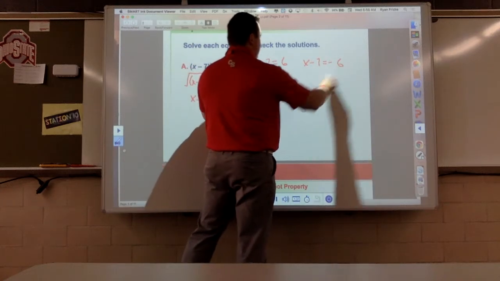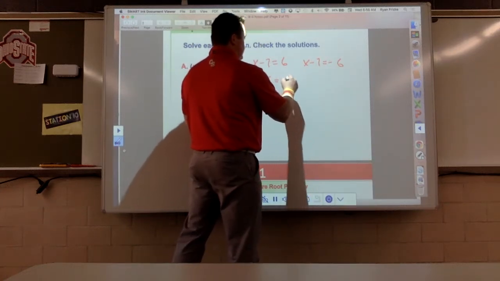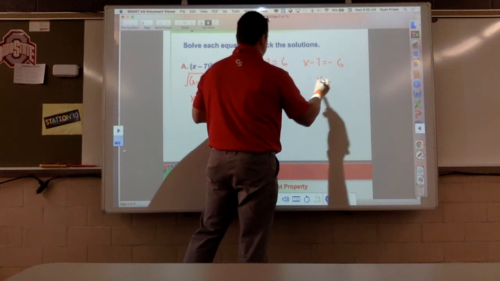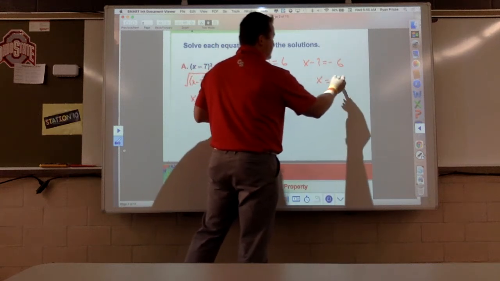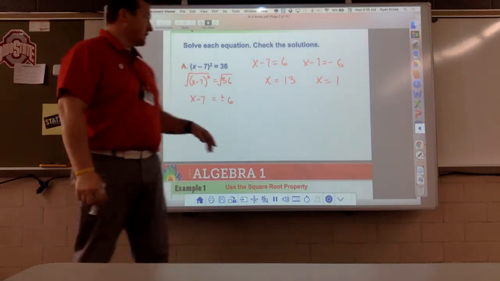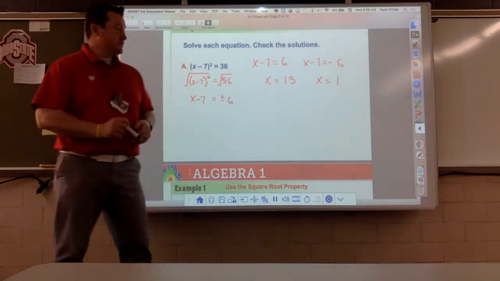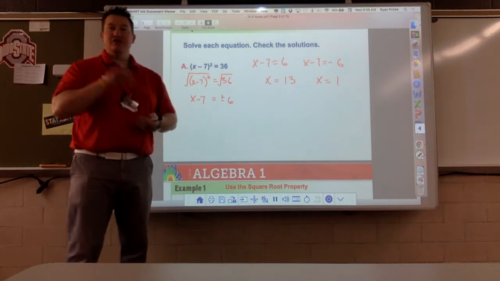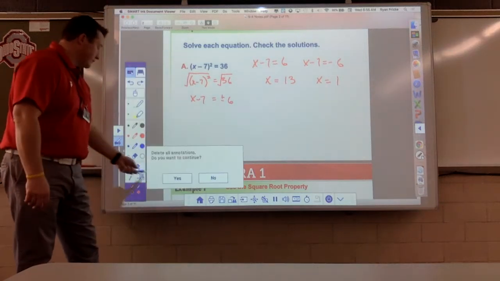Same thing, I'm adding 7 to both of these. So here we're going to get x is equal to 13, excuse me. Here x is equal to 1. My brain's moving faster than I can write and talk, okay? So there's your two answers there. Bam. Solving with square roots.